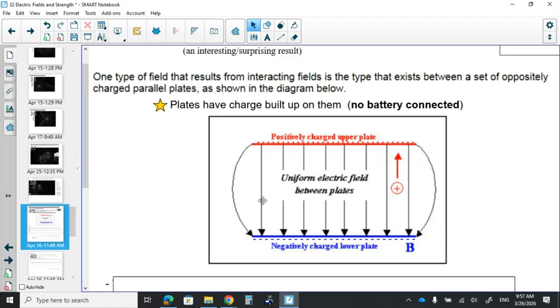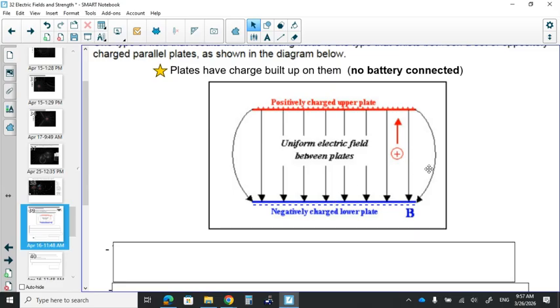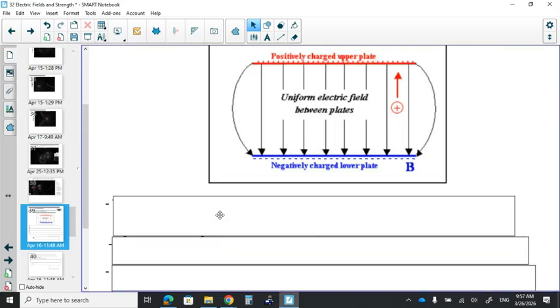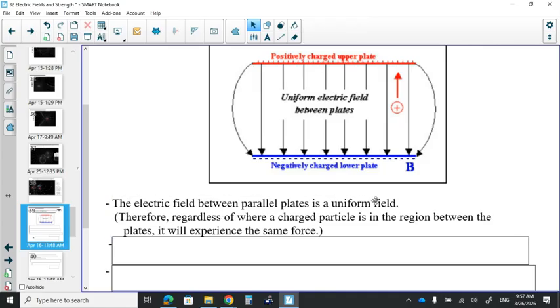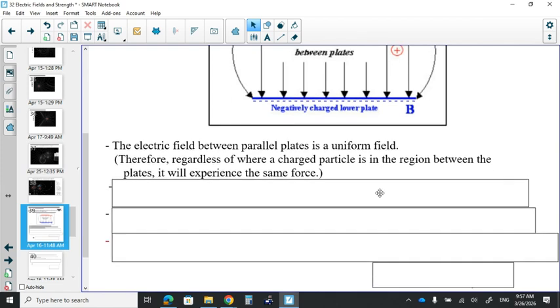And it turns out that anywhere in here, it's always the exact same field strength, which is just kind of a weird thing. So it doesn't matter where this positive test charge is. It can be close to here, close to there, or in the middle, or over here, and it's always that same electric field strength, which is just kind of a weird thing. Okay, so the electric field between parallel plates is uniform.